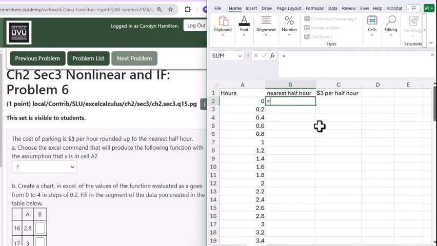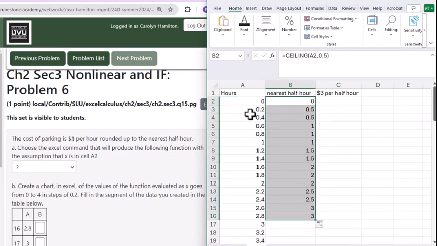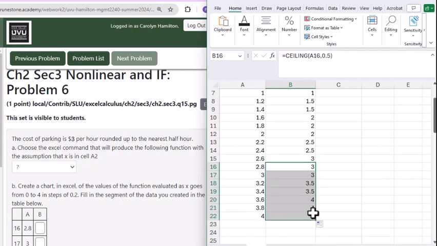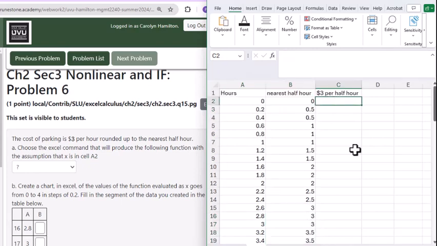First thing would be to find the nearest half hour. That's a ceiling function. Take your hours and round it up to the nearest half, so 0.5. So 0 stays at 0, 0.2 would round up to half an hour, 0.4 stays at half an hour, 0.6 rounds up to 1 whole hour. So you end up with multiples of halves. And then $3 per half hour would be 3 times the ceiling function number.